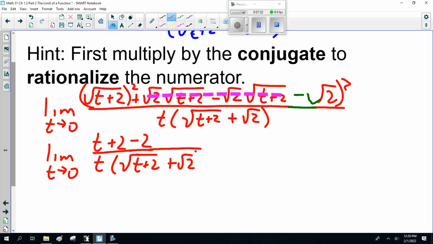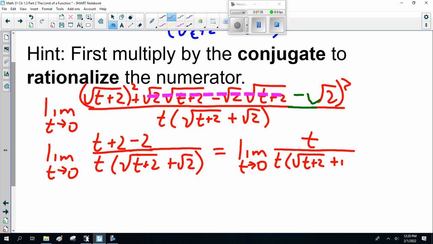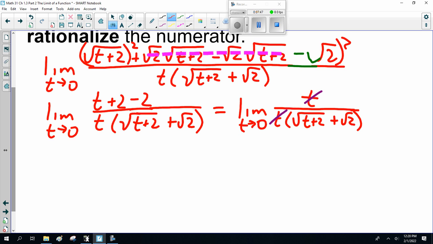Now, when we do that, this becomes the limit as t goes to 0 of t times, and you note here, stuff cancels out. More specifically, t. And when that happens, what do we got? We have the limit as t goes to 0 of 1 over square root of t plus 2 plus square root of 2.